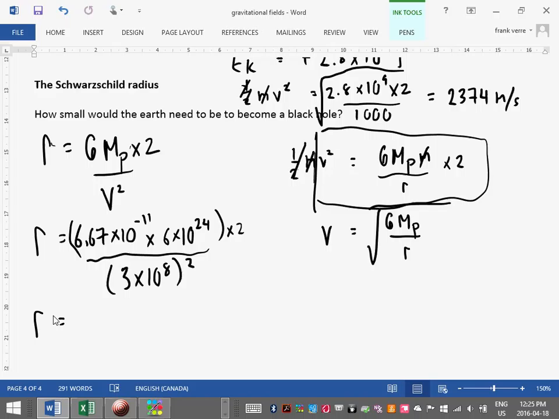By the way, if you come across this equation in a textbook, it probably won't use the letter V. It'll probably use the letter C, so they'll use C squared, because C represents the speed of light. Okay.